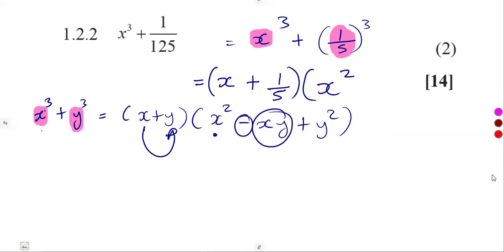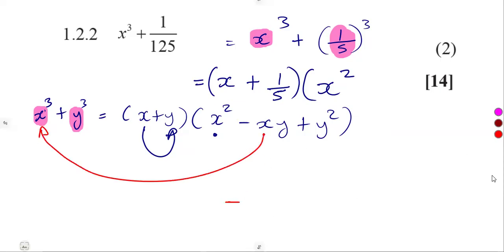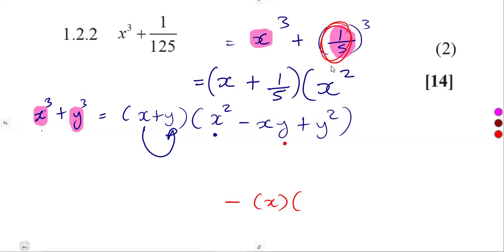Minus xy. What does that part mean? Minus x, our first term. Our first term here is x, times the y that we are seeing, which is the last term. What is our last term? Our last term is 1/5. So if I multiply negative times x times 1/5, it gives us negative 1/5x.